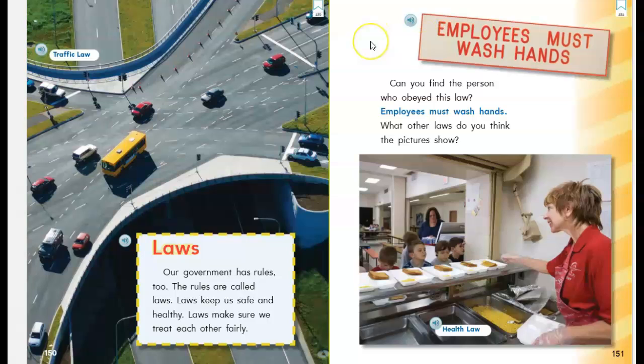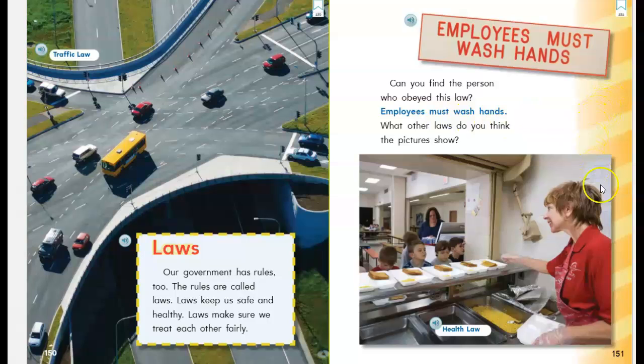At the top of this page, we see a large sign that says, "Employees must wash hands." An employee is somebody who works at a store, for a business, or for a company. Employees must wash hands. Can you find the person who obeyed this law?